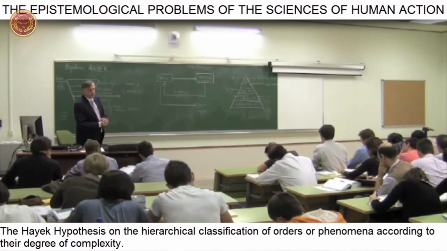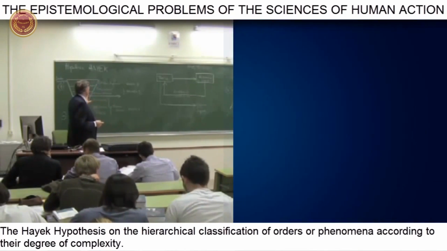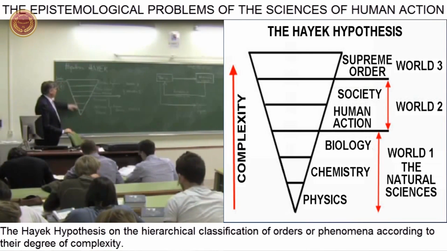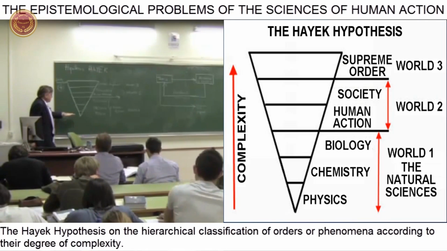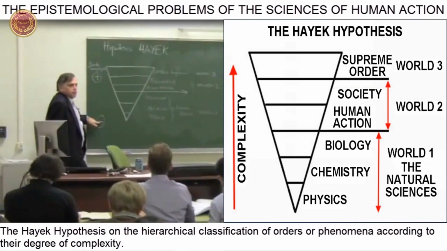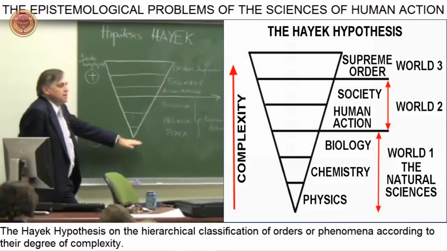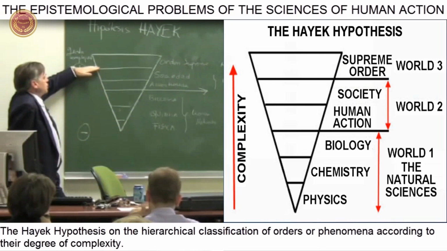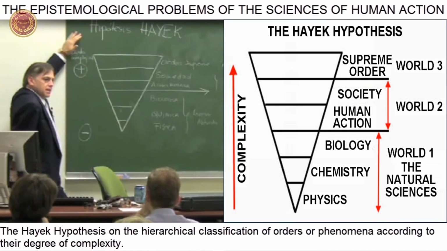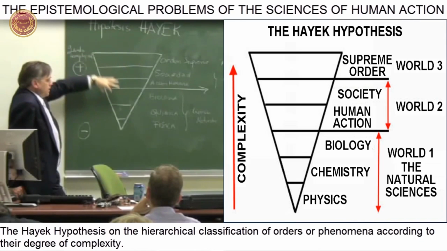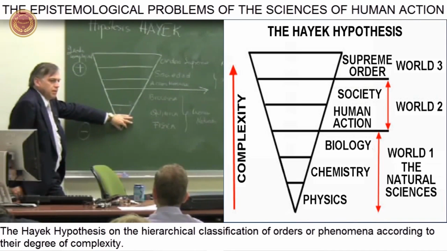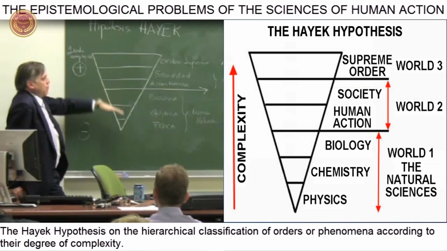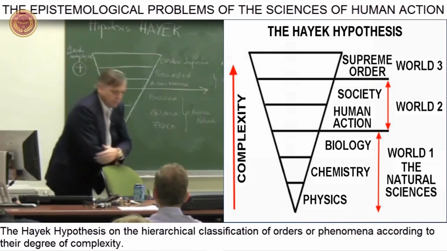To better illustrate and explain the Hayek Hypothesis, I'm going to introduce this triangle, this inverted pyramid, which is divided according to degree of complexity. The vertex at the bottom refers to phenomena which are relatively less complex, thus the minus sign. As we move up the triangle, we come to relatively more complex phenomena. The narrow vertex indicates that the phenomena or orders studied have a lower degree of complexity, and the inverted base at the top indicates that as we move upward, the phenomena progressively increase in complexity.